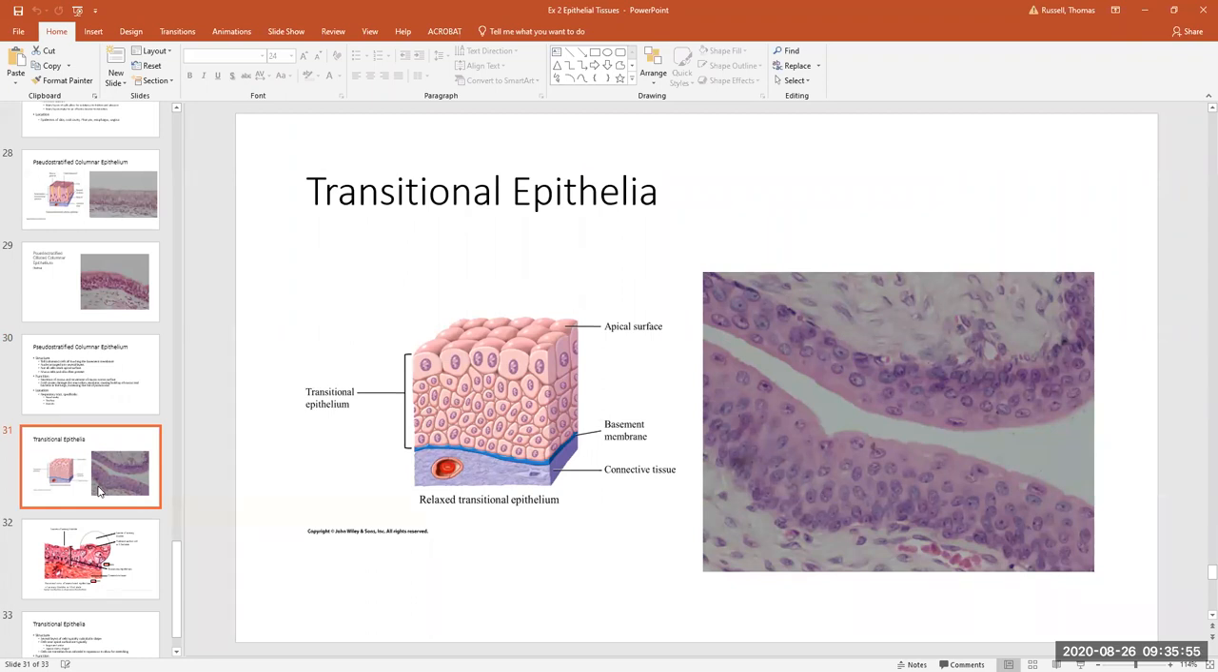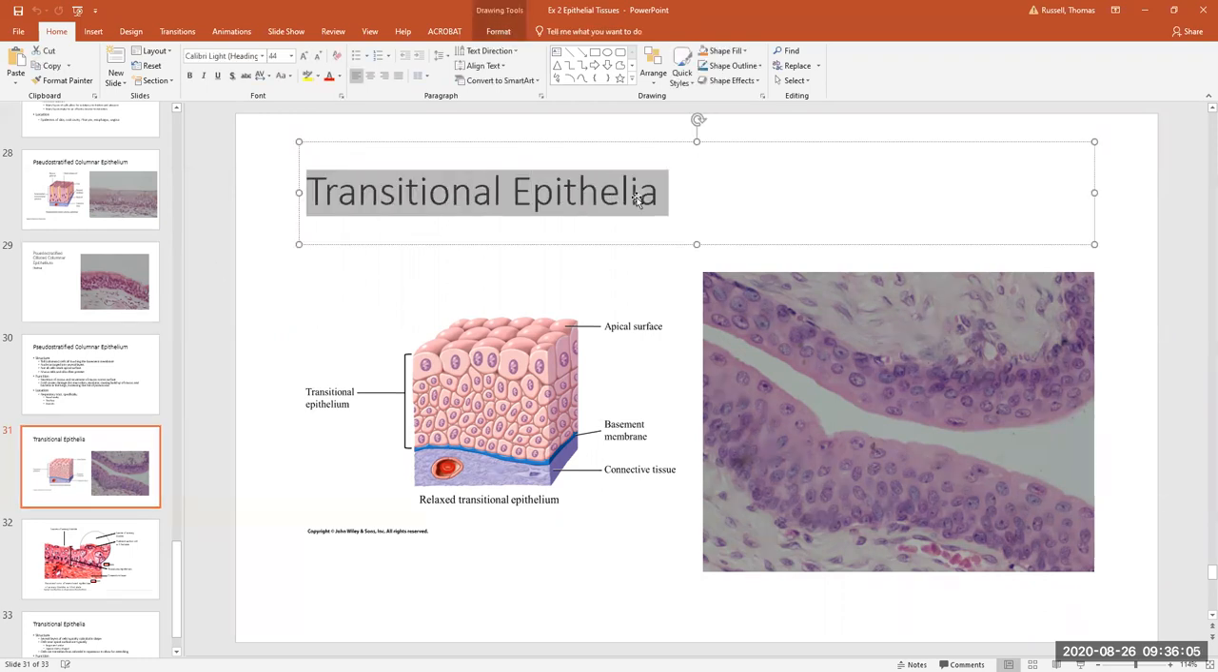All right, the last tissue type that we have to cover is called transitional. And you notice right away, here's the name of the epithelium right here, transitional epithelium. But look at the picture. The picture shows multiple layers of cells. This is the only one that has multiple layers of cells that we don't call stratified or pseudostratified. Although this one is not pseudostratified, it truly is stratified, but we don't say stratified transitional epithelium.